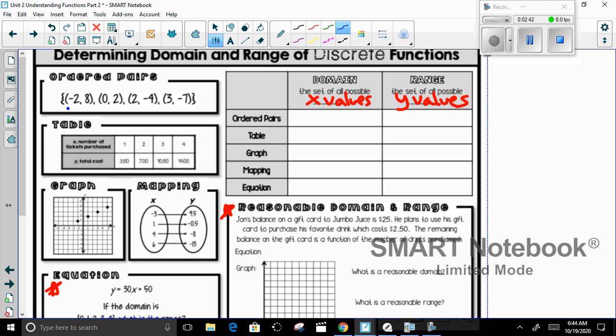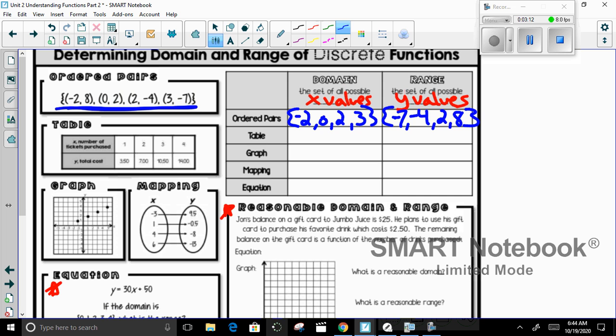So let's make sure we can look to see what we have. My ordered pairs, my domain, my x values, in order from least to greatest, I got -2, 0, 2, and 3. I put my squiggly brackets around there, and that is my set notation for it. My range is my y values. From least to greatest, my smallest y looks to me like -7, then -4, then 2, then 8.